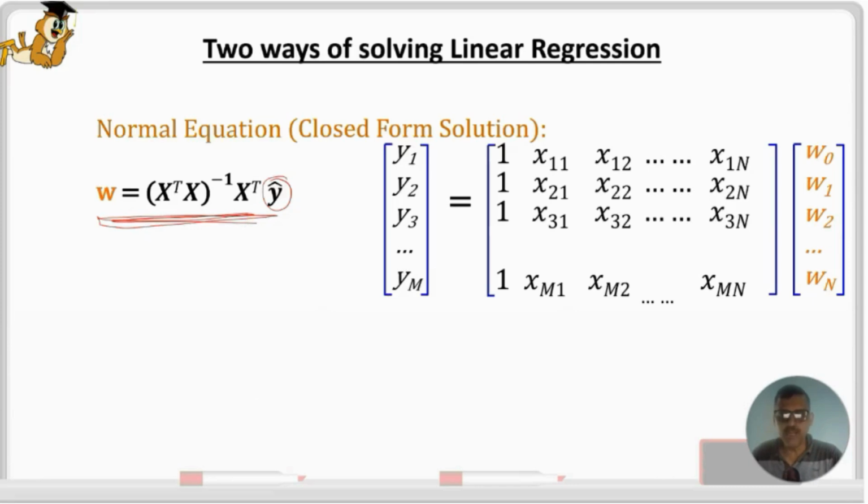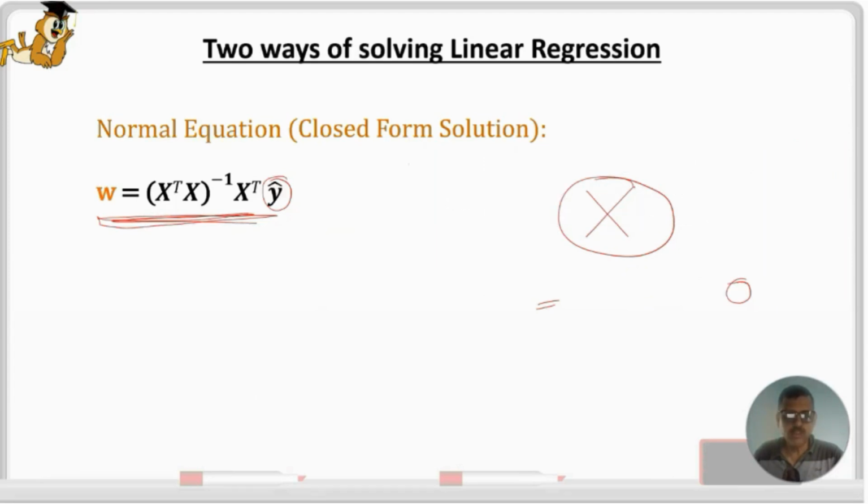And just to remind ourselves, X was this big matrix right here, right? So this was X. Okay. This was an M by N matrix where M is the number of points in the training set and N is the number of independent variables, right? So this is what the closed form solution was.